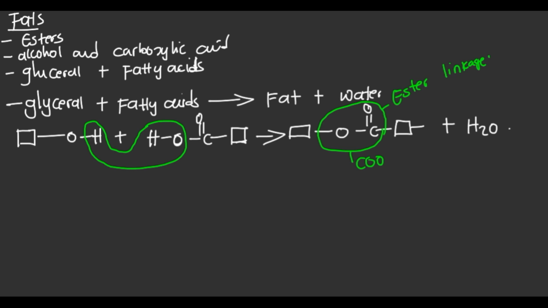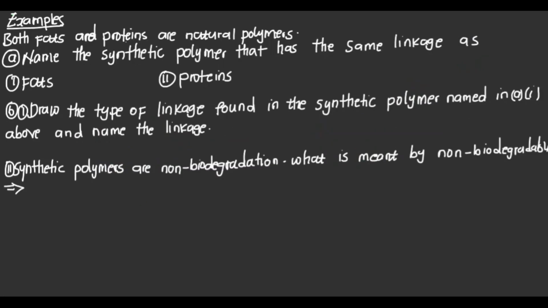Now let's look at how questions come up in examinations. We can try to put the information that we've gathered into good use. I have a question from 2018, and I just want to show you how we can put that information into practice. The question is, both fats and proteins are natural polymers. Name the synthetic polymer that has the same linkage as it.